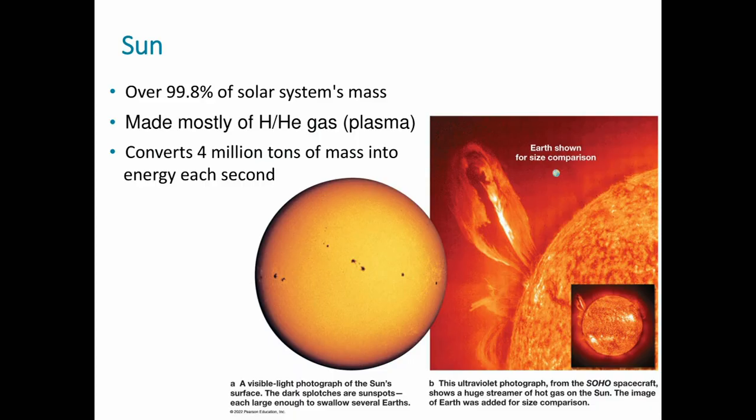It converts 4 million tons of mass into energy every second, and when we learn about stars in a few weeks, we'll talk about the nuclear reactions that are happening in the core of the sun. And so, to give you a sense of scale, this is the size of the Earth next to the sun. So you can fit 1 million Earths inside of the sun, basically.